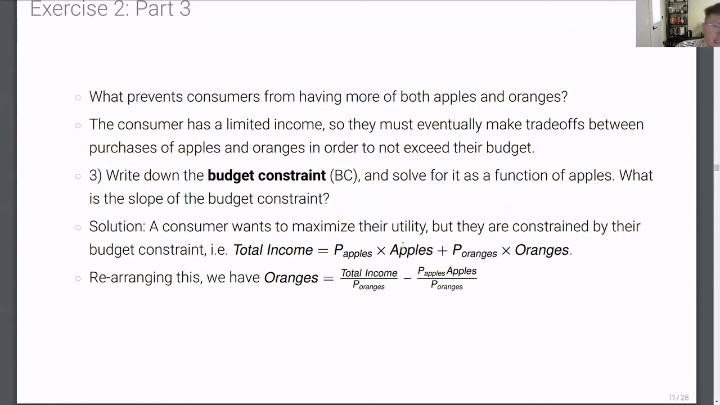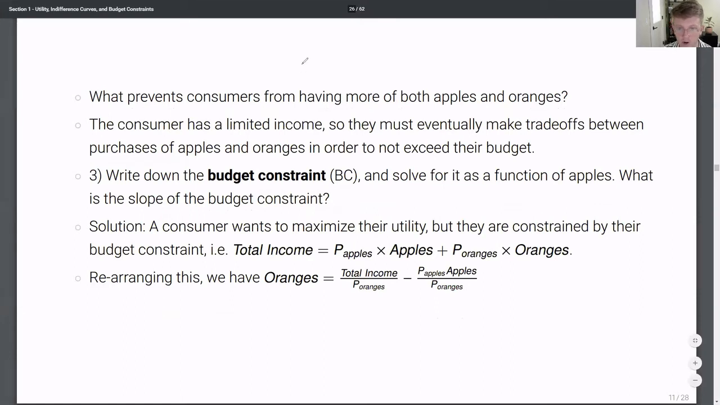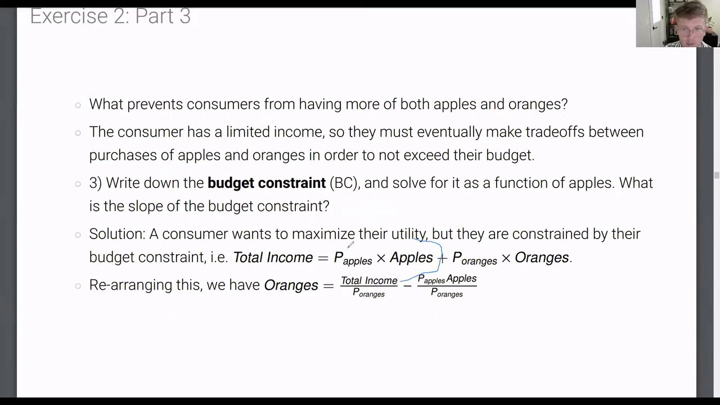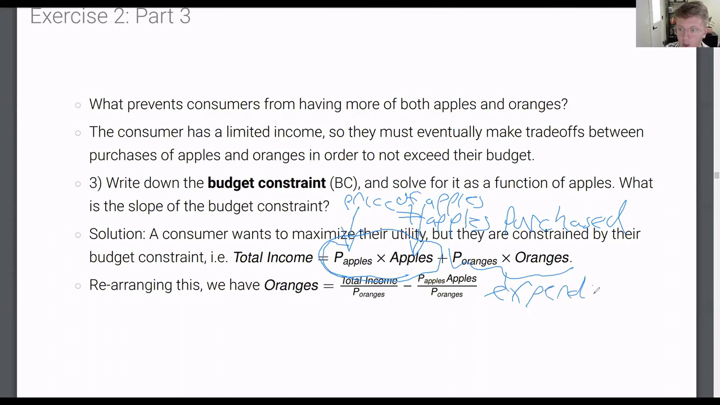Well, the consumer wants to maximize their utility, but they're going to be constrained by their budget constraint. So their total income cannot exceed their expenditures. The expenditures on apples, or the amount they spend on apples, is just given by the number of apples purchased times whatever the prevailing market price is. So this is just the price of apples, or P of apples, as we'll frequently write. Okay. And then likewise, they can also spend their income on oranges, and so this is going to be the expenditure spent on oranges.